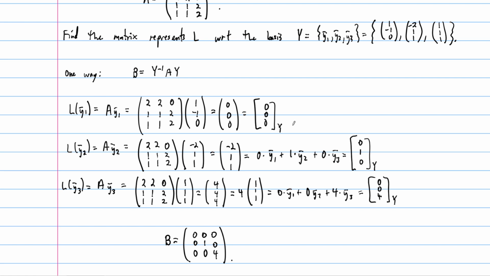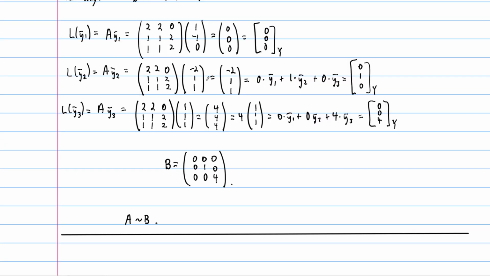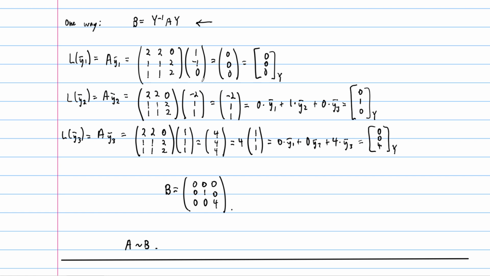But you could also have worked out the change of coordinates matrix and multiplied it all out and found B explicitly that way if you wanted. But I'm going to leave this one here, and I'll see you guys in the next lecture.